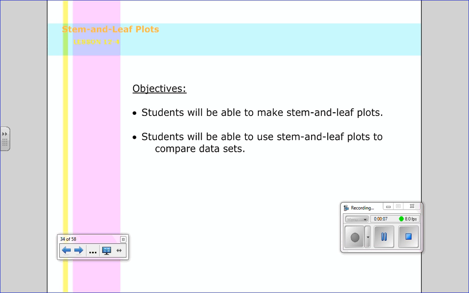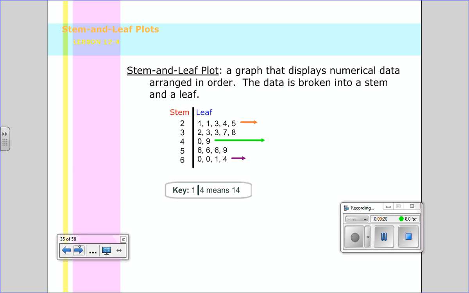In tonight's lesson, we're going to look at stem and leaf plots and how to make them. You're also going to be able to use stem and leaf plots to compare data sets, so we're going to learn how to make back-to-back stem and leaf plots as well. So we're going to go ahead and get started.